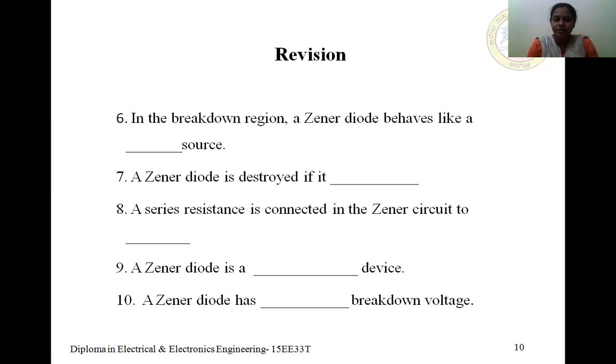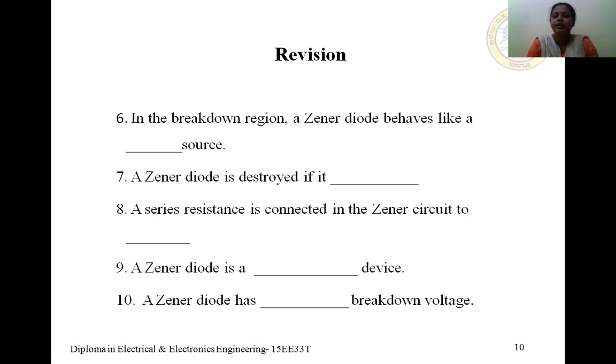Next, coming to the ninth question, a Zener diode is a dash device. As I said in the beginning, a Zener diode is a non-linear device. Answer for the ninth question is non-linear. Coming to the 10th question, a Zener diode has a dash breakdown voltage. A Zener diode has a sharp breakdown voltage. This we studied in the reverse biased condition. At the breakdown voltage, there is a sudden increase in the current, so we call that a sharp breakdown voltage. So the answer for the 10th question is sharp.